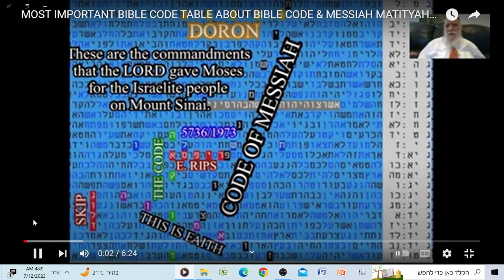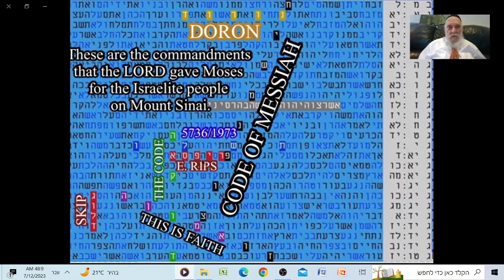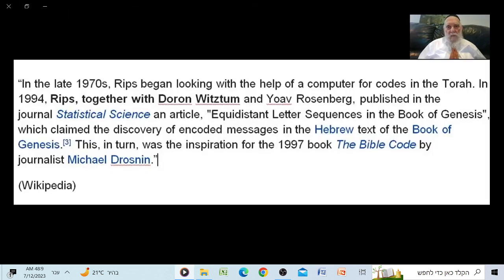Before showing you a very significant and important Bible code about Doron Witztum and Professor Rips, let us see what Wikipedia says about them. In the late 1970s, Rips began looking, with the help of a computer, for codes in the Torah.